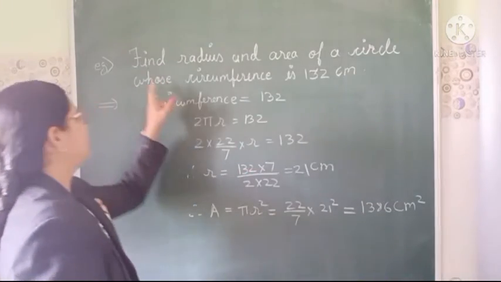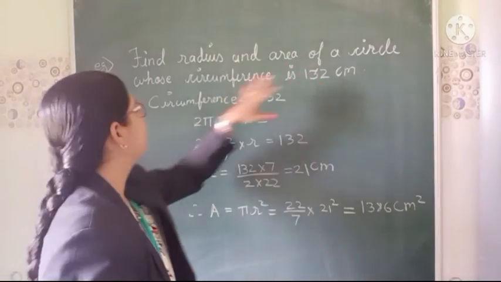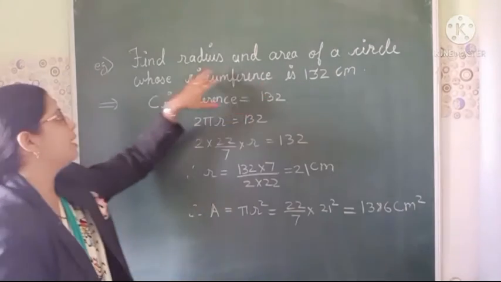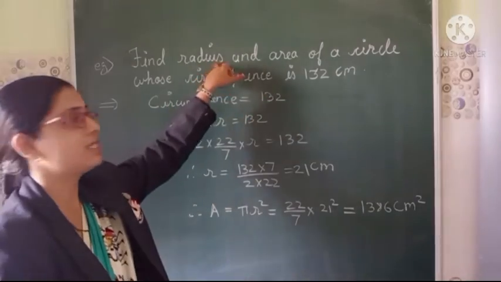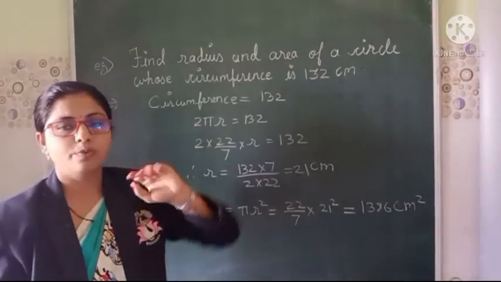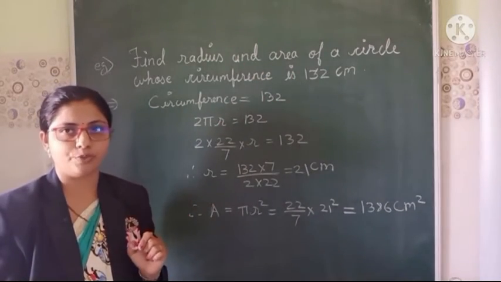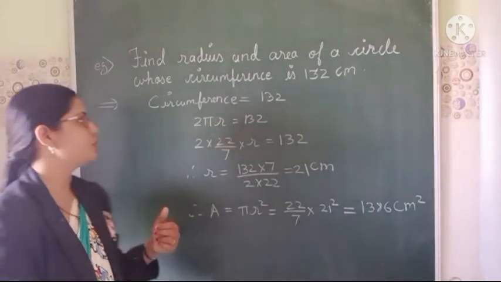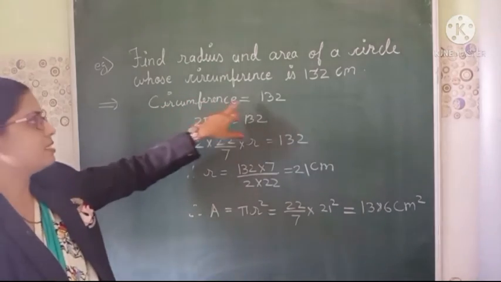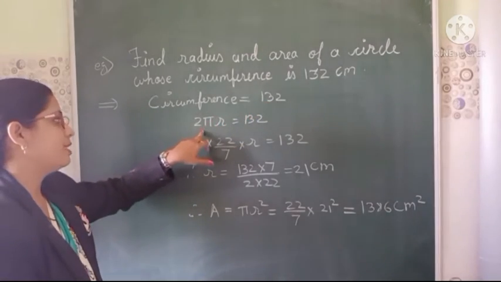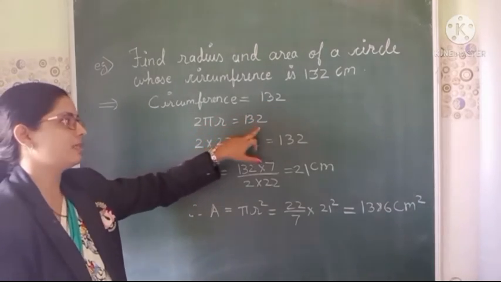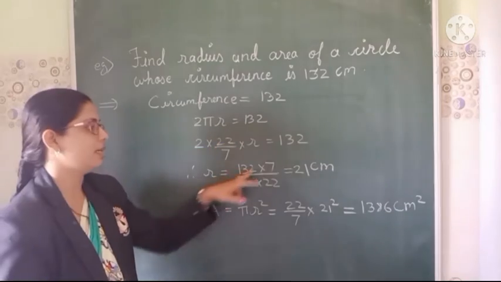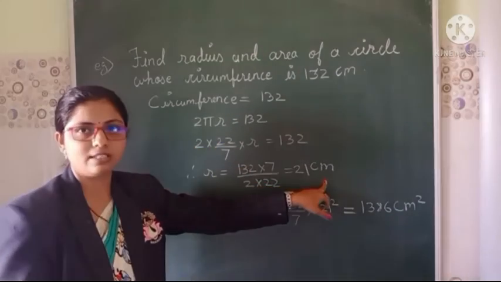The example is: find radius and area of a circle whose circumference is 132 cm. You have to find the radius as well as the area of a circle where only the circumference is given to you. So we know the formula of circumference, that is 2 pi r. Here circumference is given as 132. So write the formula 2 pi r, and the circumference value is given, that is 132. Multiply, and you will get the radius equals 21 cm.